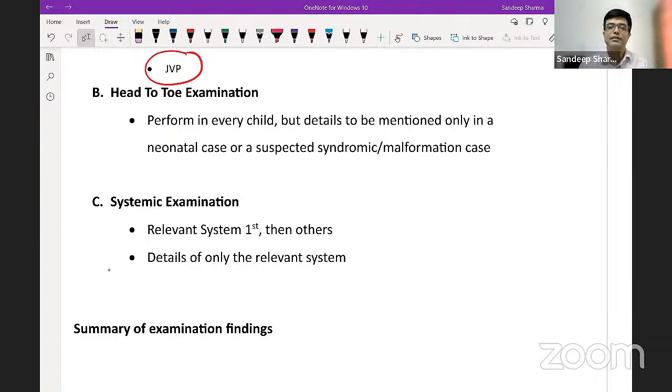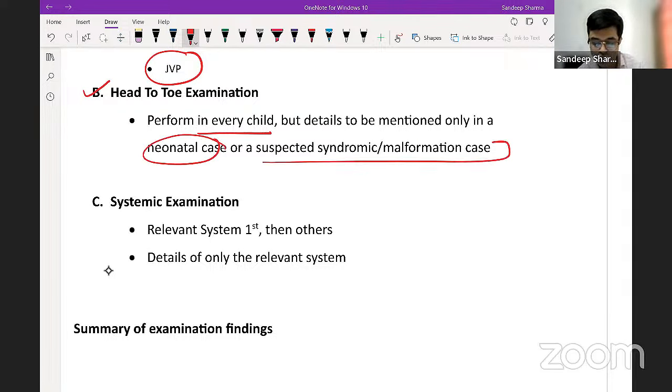So after this examination, we have to perform the head-to-toe examination. Now, head-to-toe examination basically means that you start from the head and go till the foot of the child. In head-to-toe examination, you need to perform in every child, but details to be mentioned only in a neonatal case or a suspected syndromic or malformation case. Let me give you a scenario. What do I mean by this?